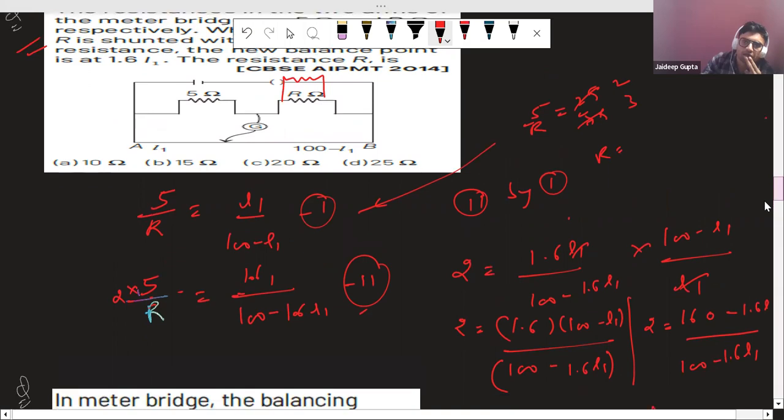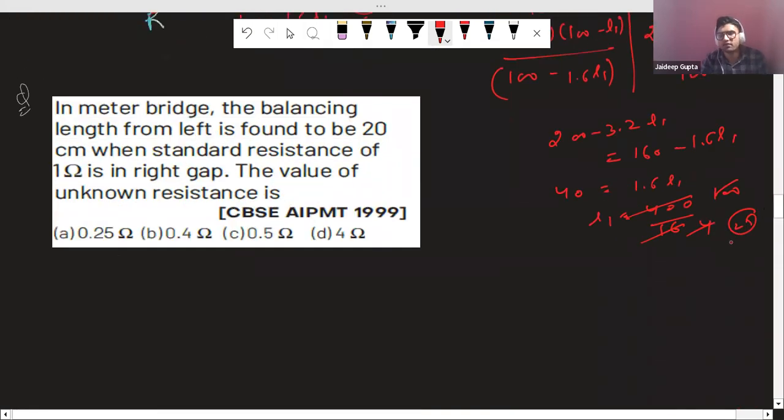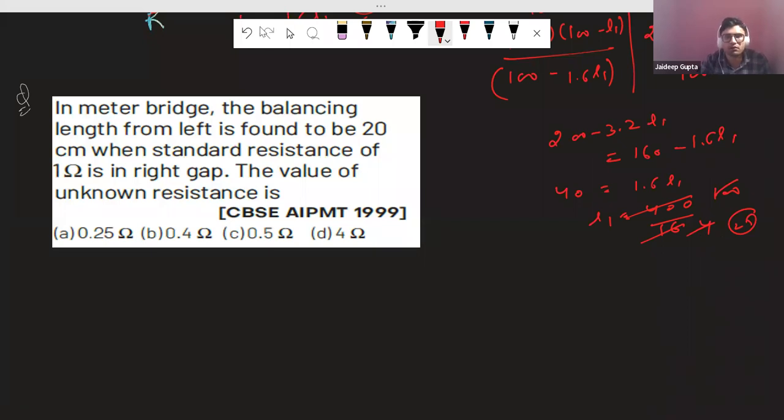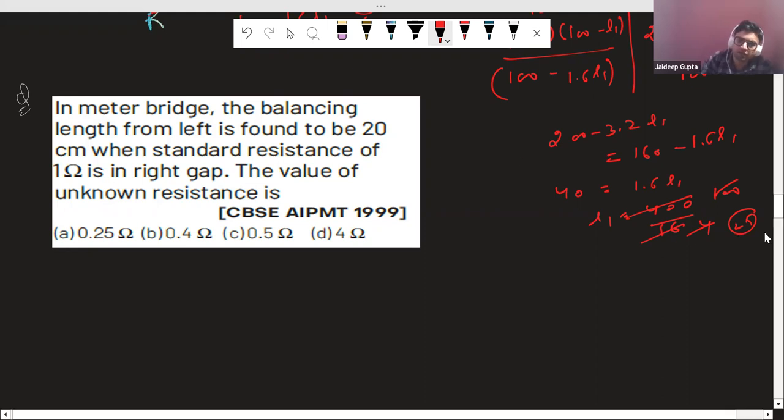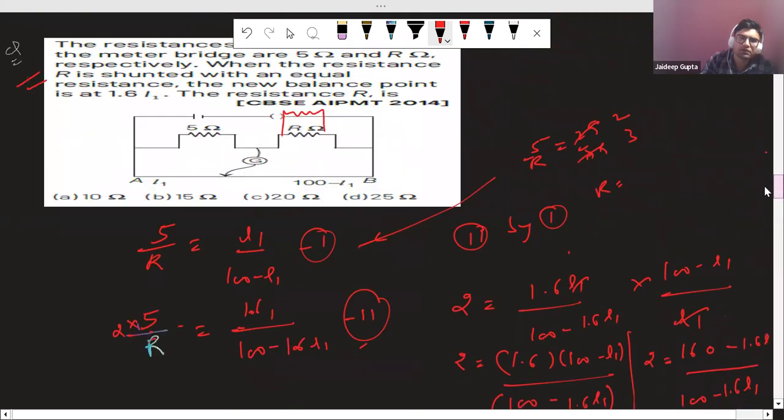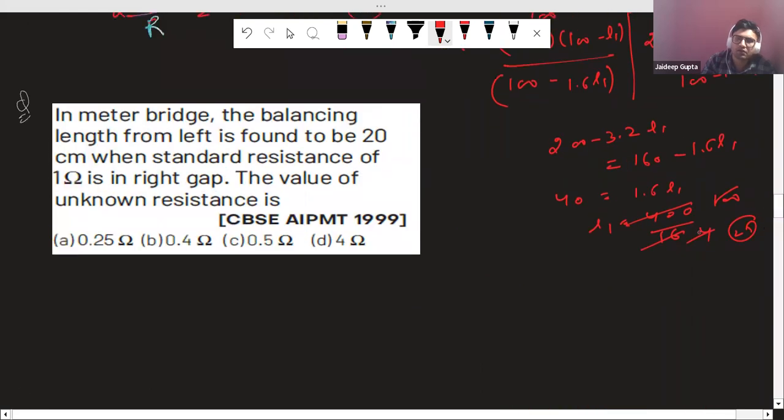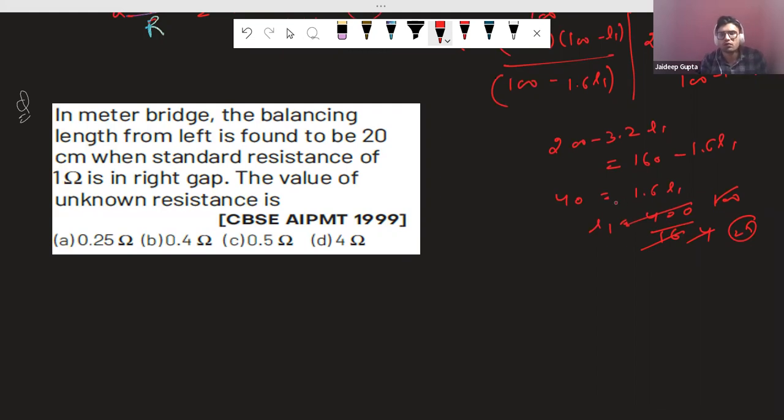Everyone got the same thing, 25. Hello, am I audible? Yes, sir. 25, L1, you got the same thing, 25. I got 0.8, sir. 0.8. But how? 40 over 1.6? Is it fine till here? Is it correct till here? 1.6, just a minute.